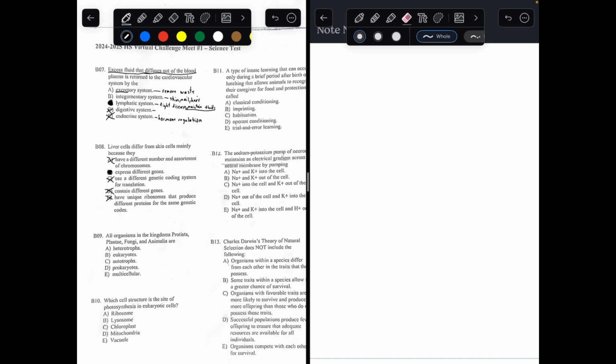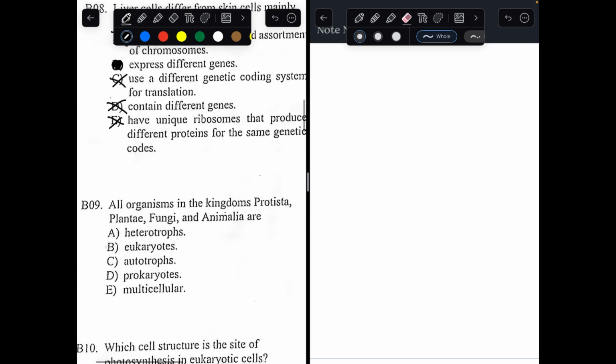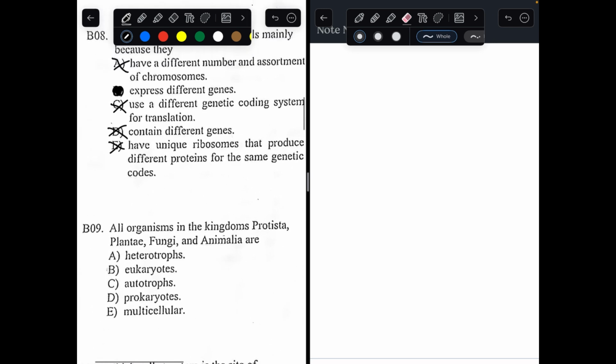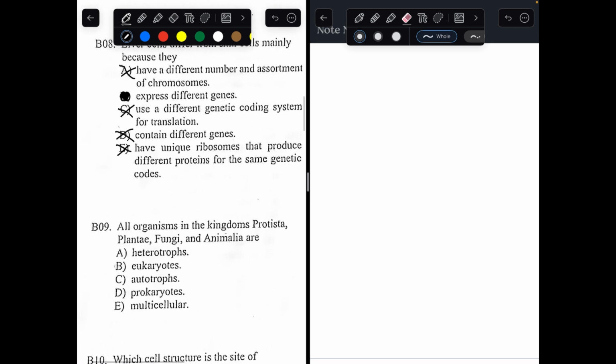Number 9. All organisms in the kingdoms Protista, Plantae, Fungi, and Animalia are what? We know all these kingdoms have one thing in common. They're all eukaryotes.